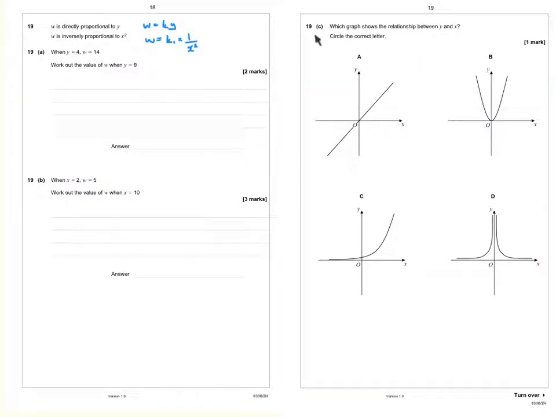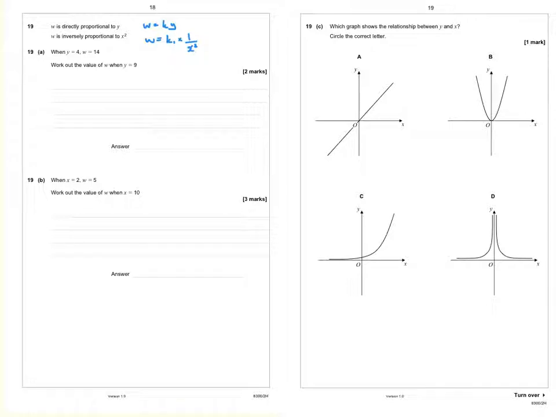For question 19c, which graph shows the relationship between y and x? Circle the correct letter. Now, we've only got two equations from the last two questions that we've done, 19a and 19b. You would have found what k here is and what k1 here is, and you would have had equations where there isn't any k, but there's a number instead of the k. What you can do, you need to show a relationship between y and x. So you're going to have two equations, one relating w and y, the other one with w and x squared.